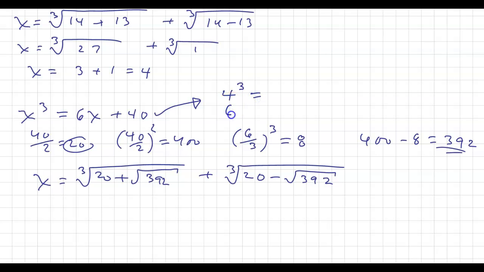4 cubed is 64, and 6 times 4 is 24, plus 40 is also 64. Now, cubics could have more than one answer, but in this case, if you were to actually type this big expression into a calculator, it actually does equal 4. It's just a 4 written in a really unusual way.